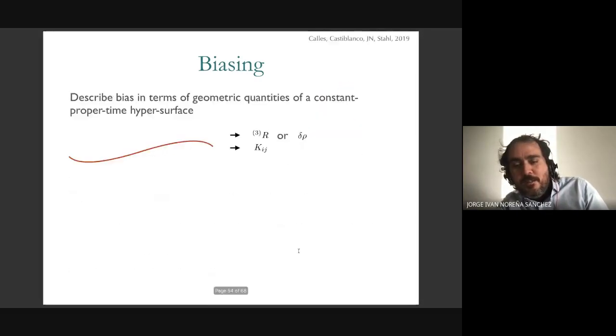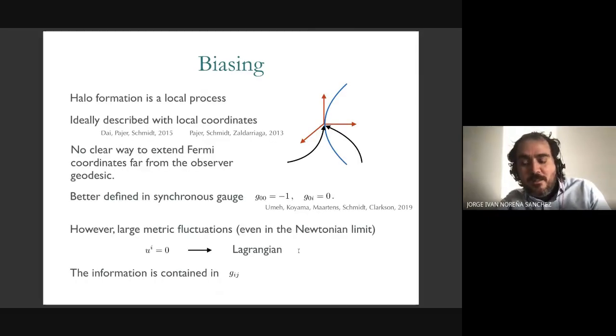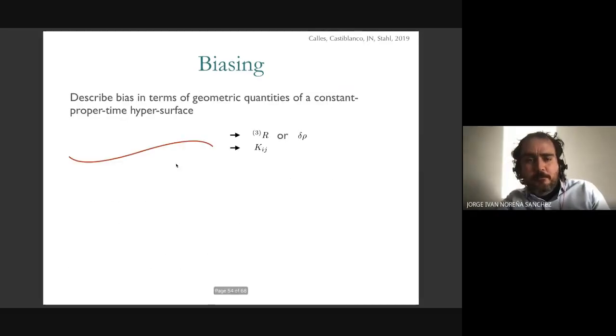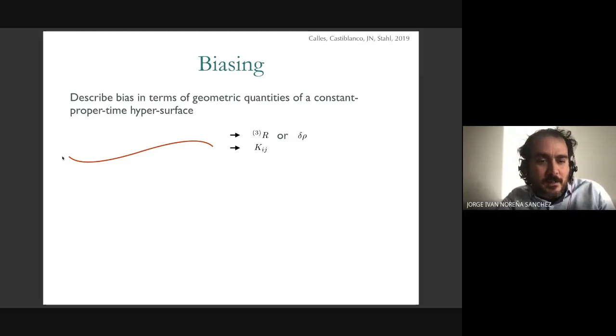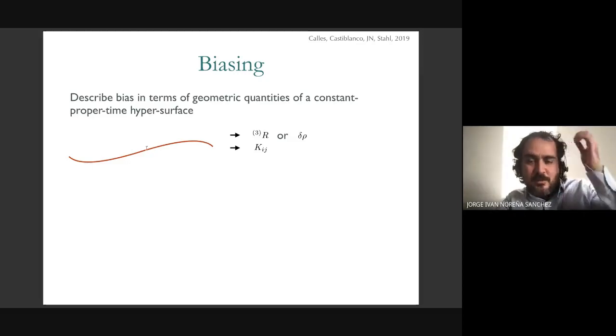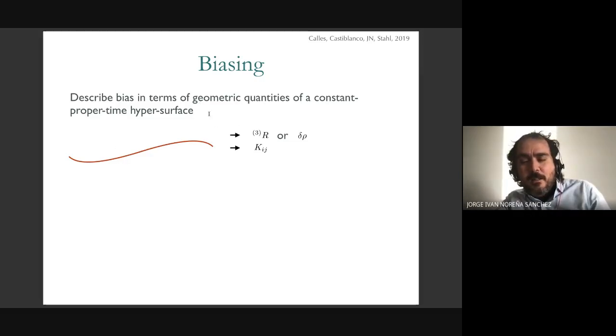So we took a different approach. For our purposes, we cannot use the synchronous gauge. So what we do is we take a constant observer time hypersurface, if you will, a constant time hypersurface in synchronous gauge, which is the same as constant observer time. And we write down a bias expansion in geometric quantities such that this is independent of gauge. And then we write down these quantities in the gauge in which we are interested.